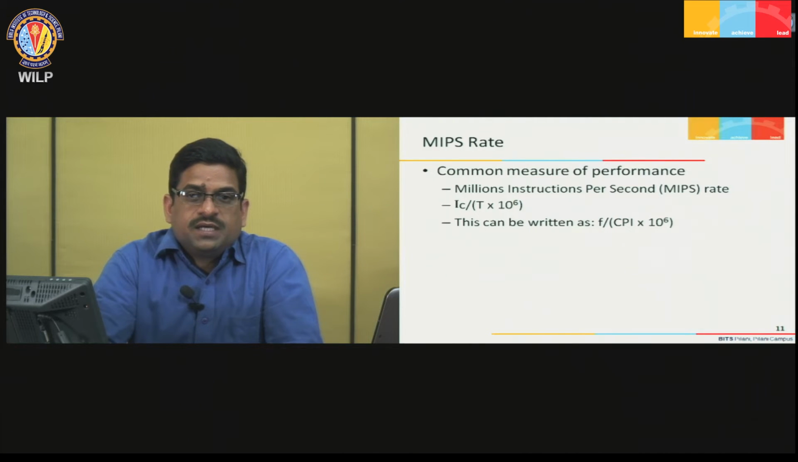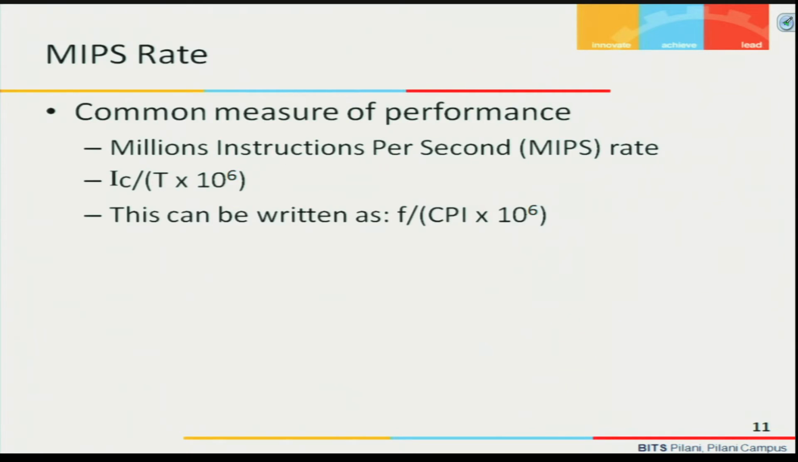The MIPS rate describes the instruction execution rate only. The quantity is million instructions per second, and that is called the MIPS rate. MIPS rate is defined by IC divided by T into 10 raised to power 6, where T is the total execution time. So 1 mega instructions, 10 power 6 instructions per second, is a MIPS rate.